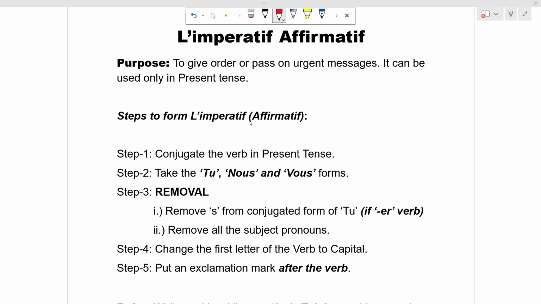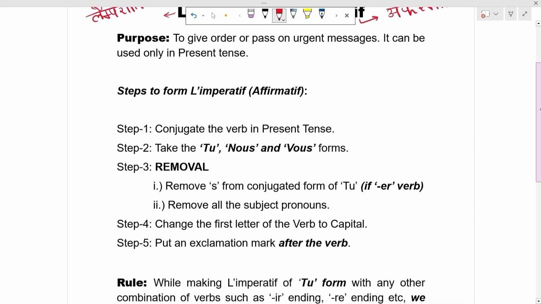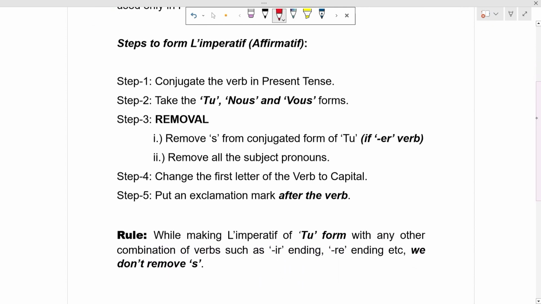In today's video, you are going to learn about l'impératif affirmatif. L'impératif is the pronunciation of this term. Affirmative. The purpose of l'impératif is that we use it for giving urgent orders or passing on urgent messages. It can only be formed in present tense. So let's follow these 5 steps to form the l'impératif affirmative form.